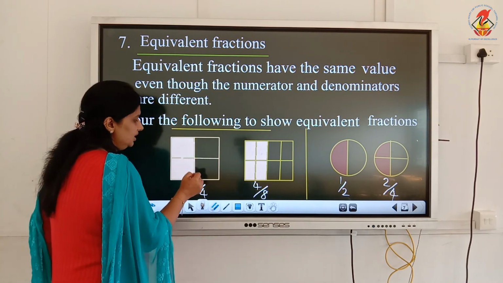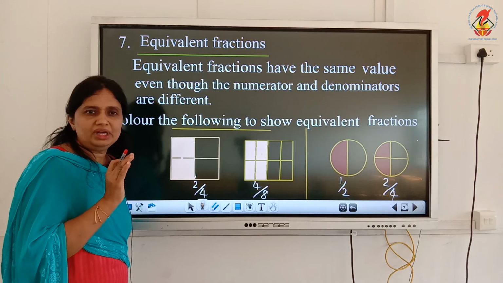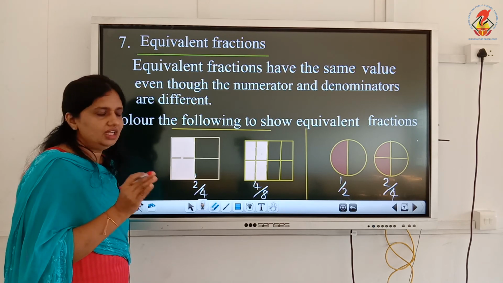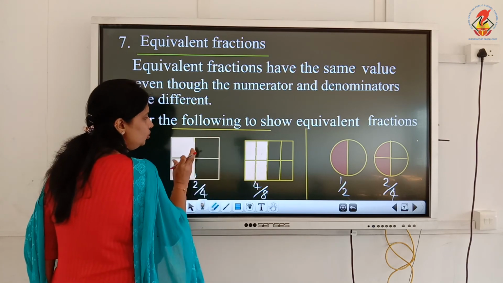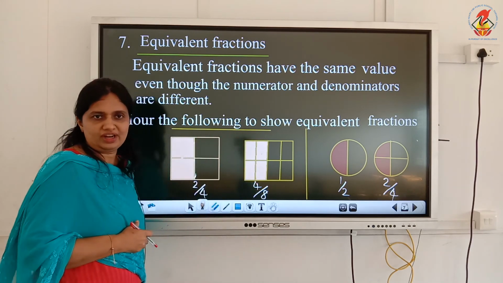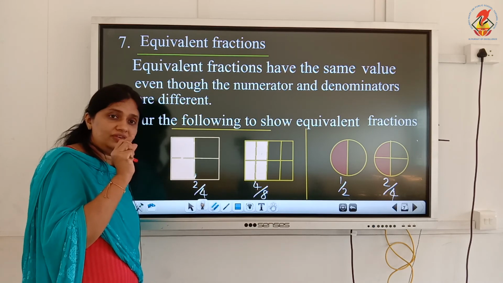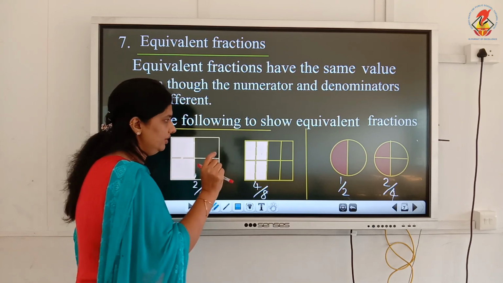But see the fraction here, 2 by 4 and here 4 by 8. Both numerators are looking different and denominators are also different. But they represent the same parts. These two are called what? Equivalent fractions. Is it clear? Both are looking different, but they represent the same part, that are called equivalent fraction.